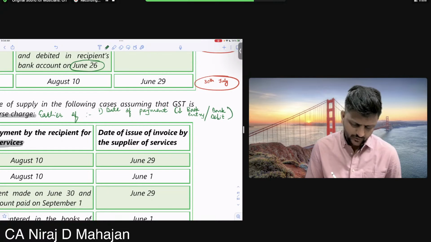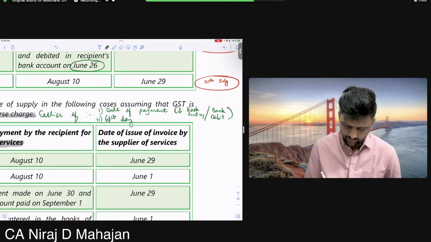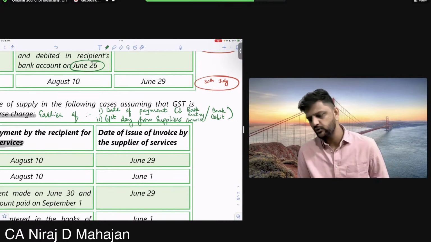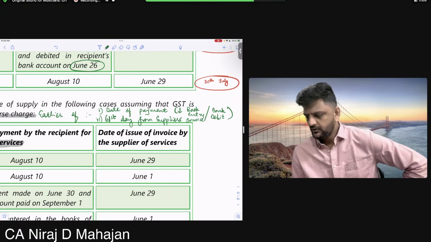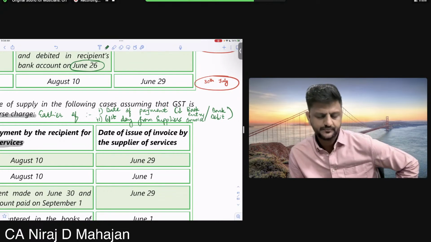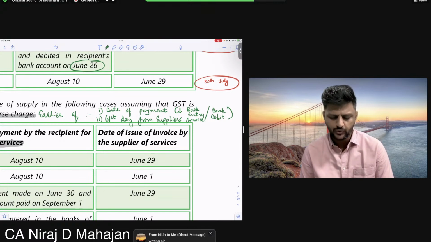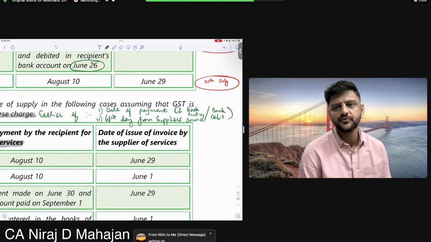Done till here? 61st day from supplier's invoice. Hi Anna. You also write down, make it a practice to write down the law first. Yeah, write down, no problem. Just confirm once everything is okay or not.